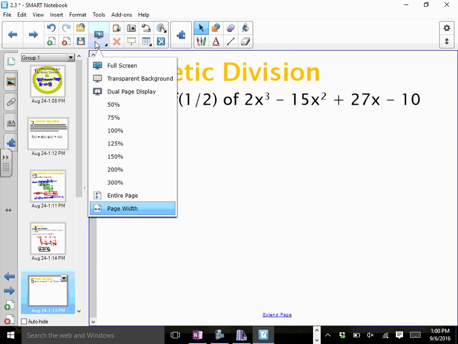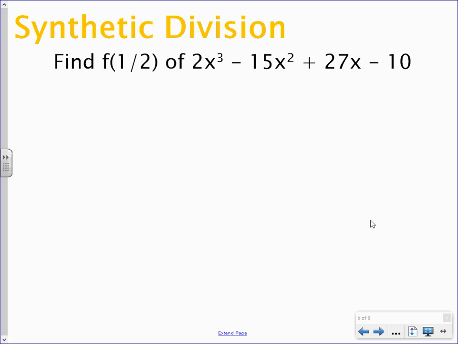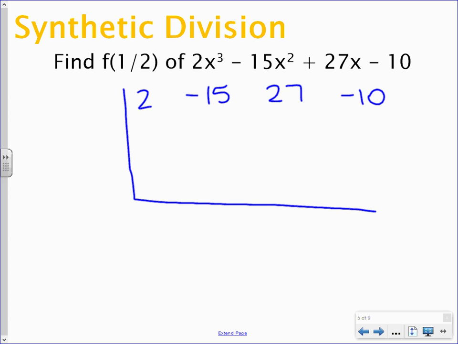All right, let's get going here. What I would like you to do is use synthetic division to find f of 1/2 of this function. If I'm asking you to find f of 1/2, that means you're setting up synthetic division. And what goes out here? 1/2. Go for it.